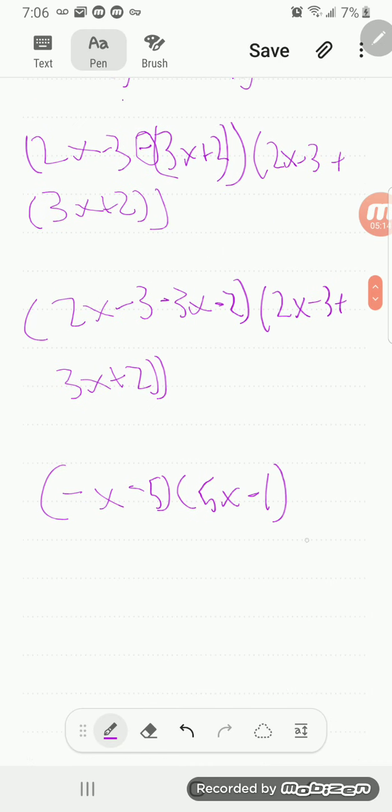And you have got your binomials for the double u substitution, which is negative x minus 5 and then 5x minus 1.